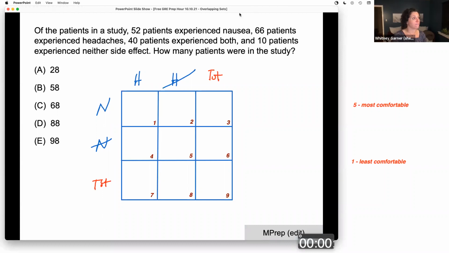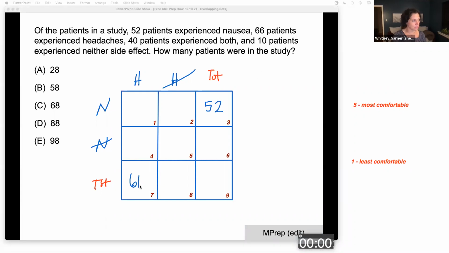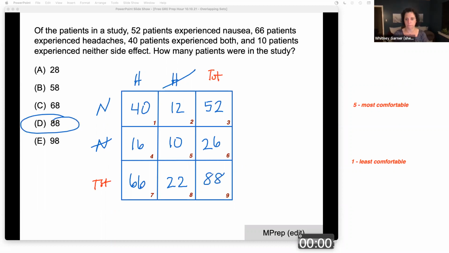So I've got 52 patients experience nausea. So that's up here. 66 patients got headaches. 40 got both. But this time, 10 had neither. So that's going to be here in the middle. So this would make this 12 again. This is 16 again. But now to come across, we've got 26 or 22 down here. In either direction, I can get there. We're back on 88 again. Instead of 78, now we have 80.